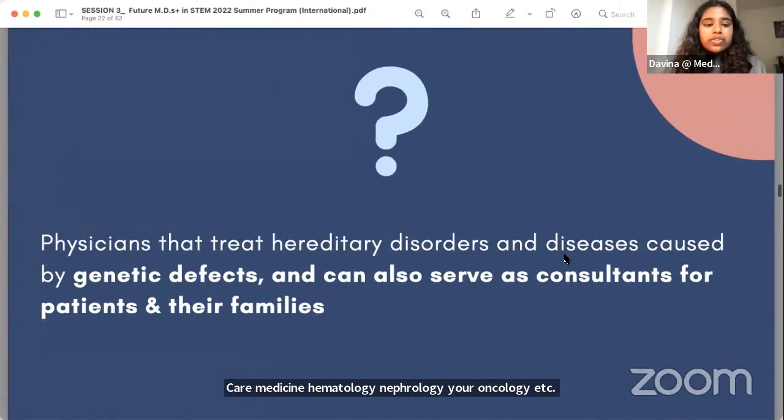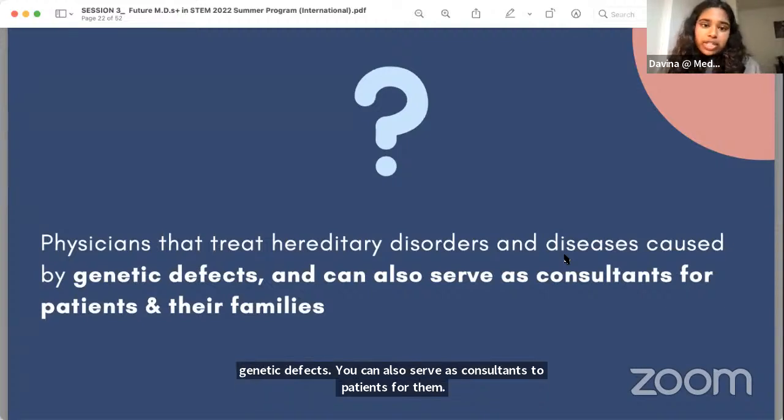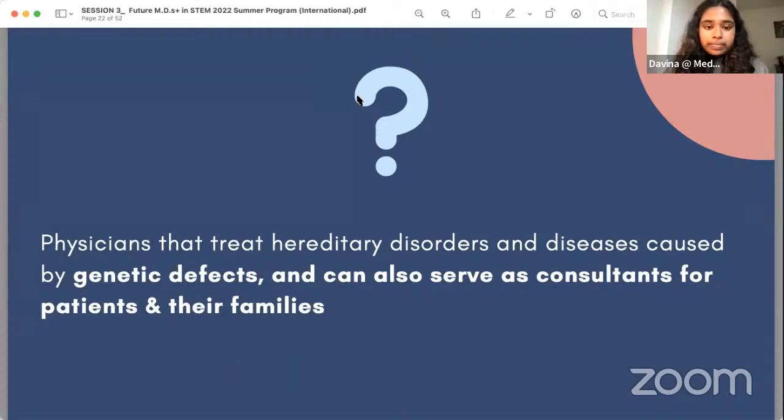All right, so physicians that treat hereditary disorders and diseases, perhaps by addressing or diagnosing genetic defects, they can also serve as consultants to patients and their families. What specialty is this? Yes, I'm seeing this a lot. Medical geneticists. So, great job, everyone.